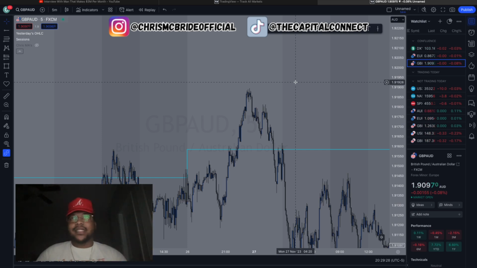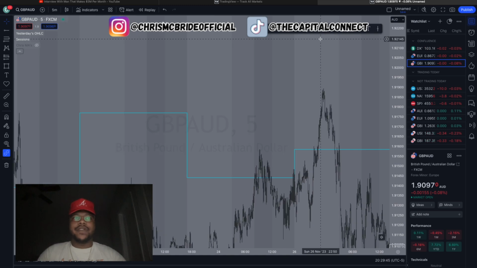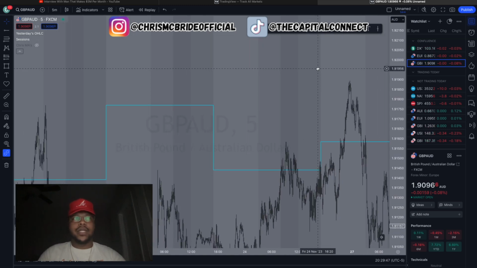So looking at ICT's 2022 model, for those of you that don't know, what is it? Well, the 3 steps are this, right? Sweep of liquidity, market structure shift, fair value gap entry. Okay, I'm gonna break it all down right now. So first things first, sweep of liquidity. If you don't understand liquidity, guys, I have a video on it on my channel.